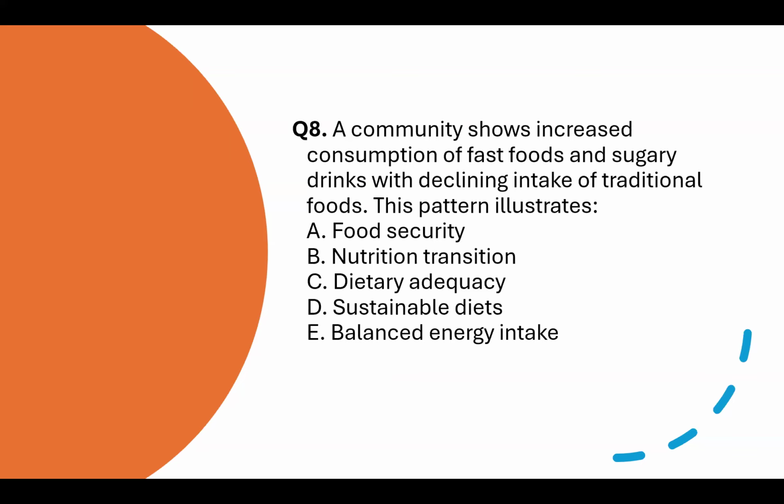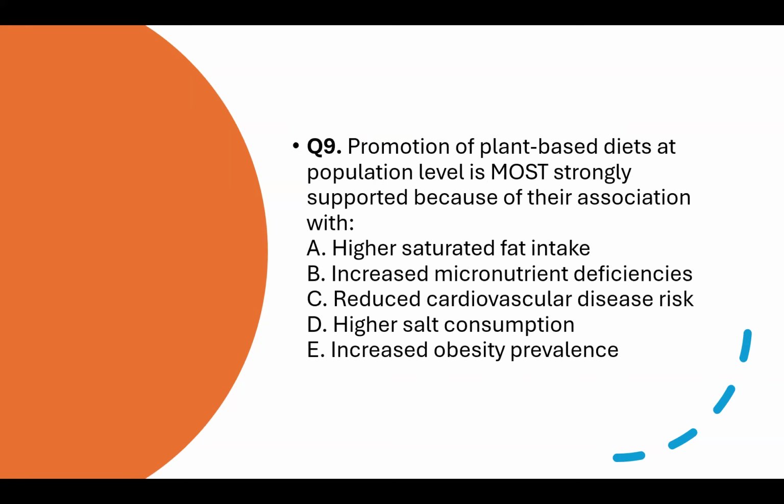A community shows increased consumption of fast foods and sugary drinks with declining intake of traditional foods. This pattern illustrates food security, nutrition transition, dietary adequacy, sustainable diets, or balanced energy intake. B. Yes, it is nutrition transition.